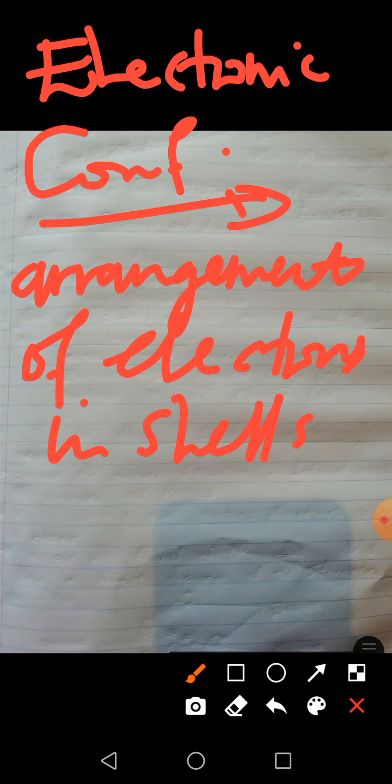Electronic configuration, in simple terms I'm saying, is the arrangement of electrons. But electrons are arranged in shells or electron shells. That arrangement is what is called electronic configuration. The arrangement of electrons in electron shells or in shells or in orbitals or in energy levels. That is electronic configuration, the arrangement of electrons in electron shells.